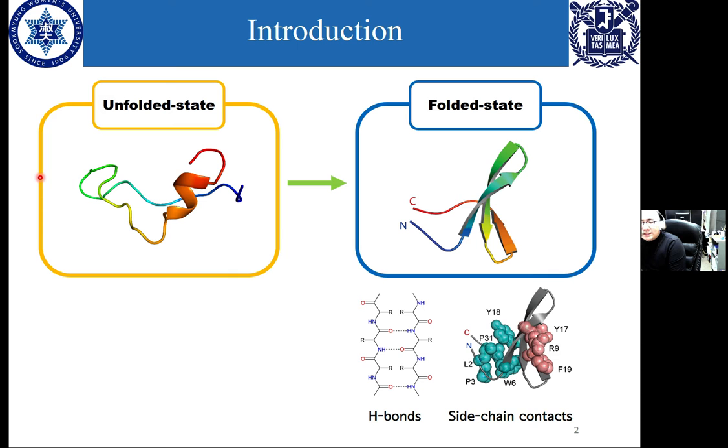An amino acid residue chain, as shown here, forms hydrogen bonds and side chain contacts to reach the folded state. It has been challenging to identify how these interactions contribute to protein chemistry at single amino acid resolution. So we want to quantitatively identify the critical residues that contribute to folding stability.